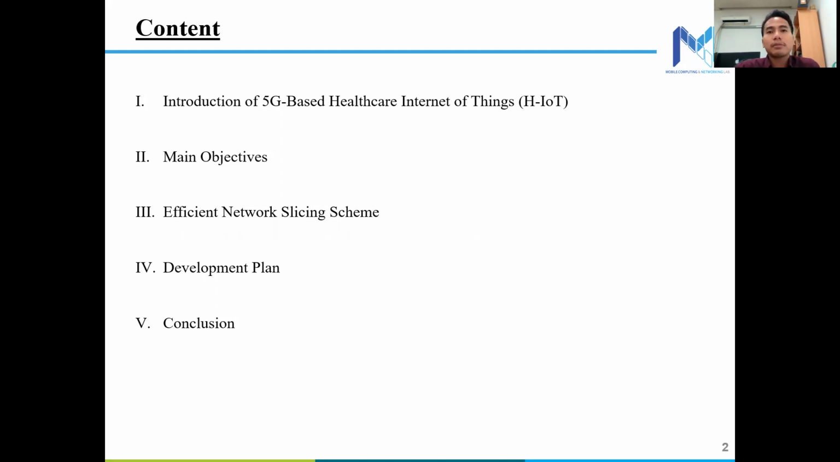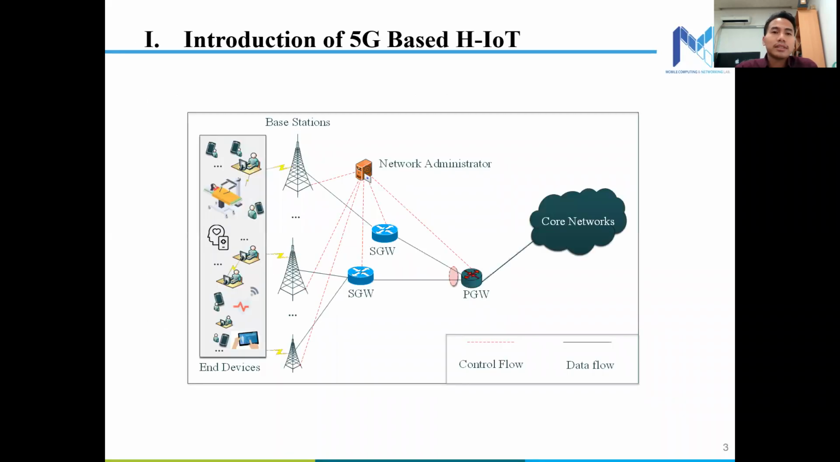And next, I present the main objective of our approach to handle the existing drawbacks. In section 3, the efficient network slicing scheme is described in terms of algorithm flow and principal concept. Then I describe the development plan for this approach, and finally the conclusion is given in section 5. So let's get started with the introduction of 5G based healthcare Internet of Things.